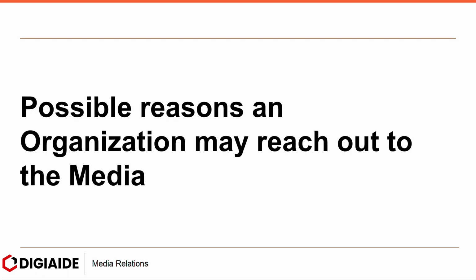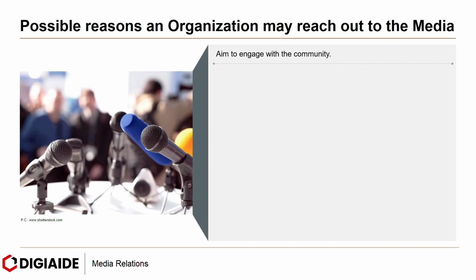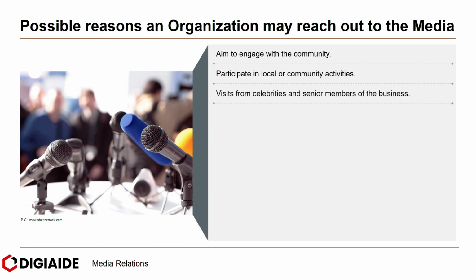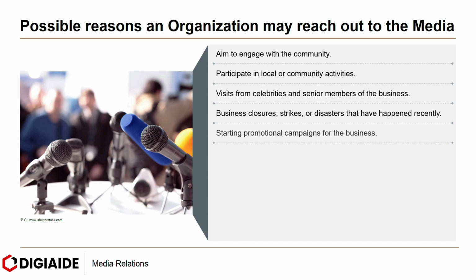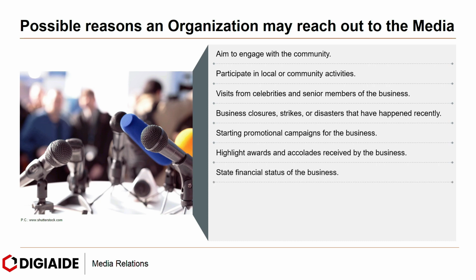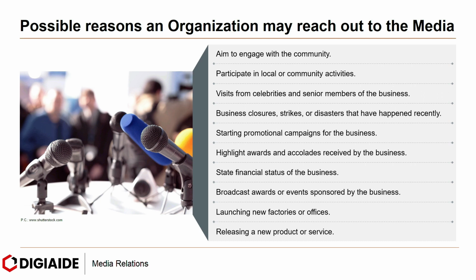Moving forward, possible reasons an organization may reach out to the media. First, aim to engage with the community. Next, participate in local or community activities. Third, visits from celebrities and senior members of the business. Fourth, business closure, strikes or disaster that have happened recently. Next, starting promotional campaigns for the business. Next, highlight awards and accolades received by the business. Next, state financial status of the business. Broadcast awards or events sponsored by the business. Launching new factories or offices.